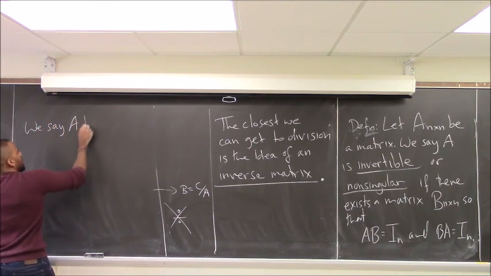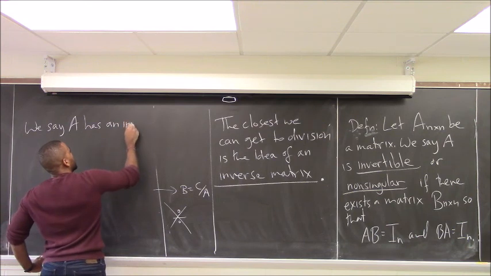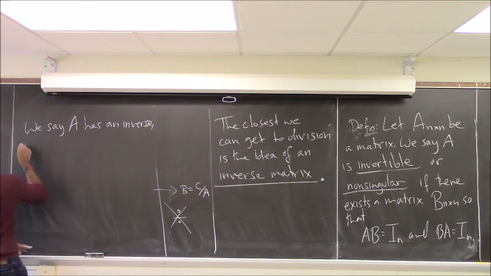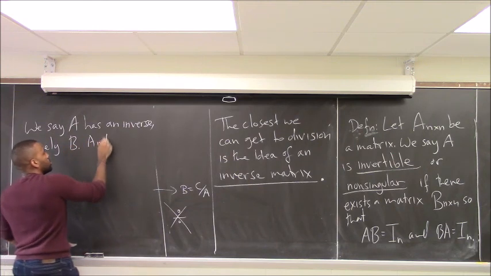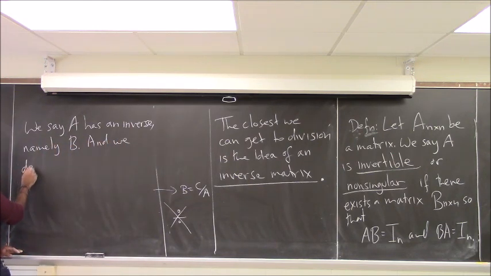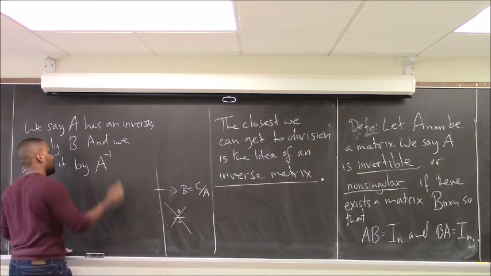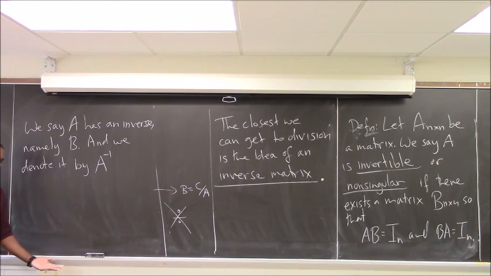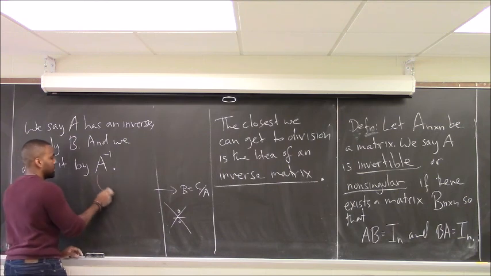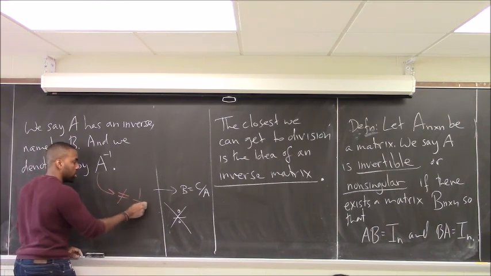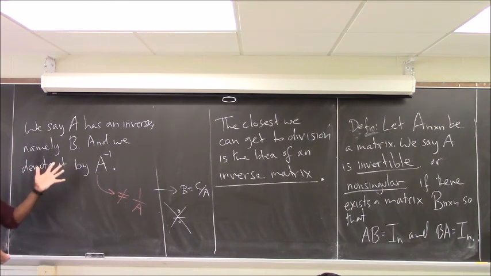We say A has an inverse, namely B, and we denote it by that. Of course, just to make it confusing, right? But it's very important that you realize this is not 1 divided by A. It's not like a law of exponents thing, it's a notation. So this is just what we call it.